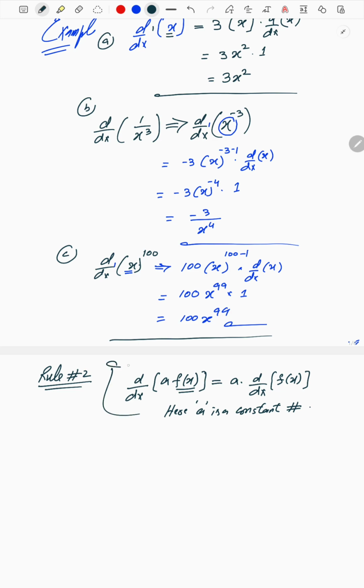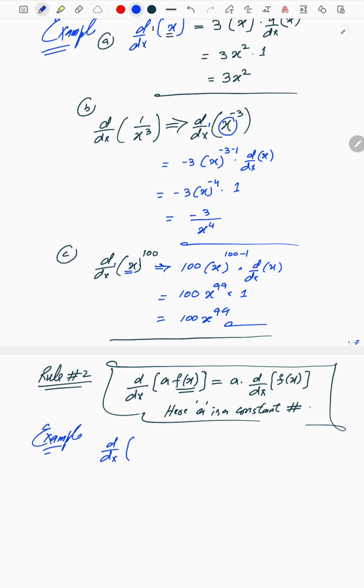This is the rule, and let's see how it can be implemented in certain questions. Example: d by dx of 2 times x^3. As 2 is going to multiply the function x^3, before differentiation we will write it outside and differentiate only the function whose power is this.